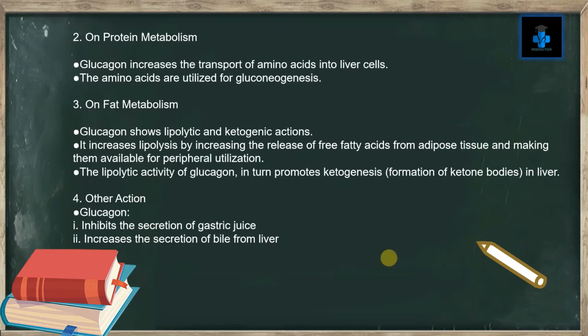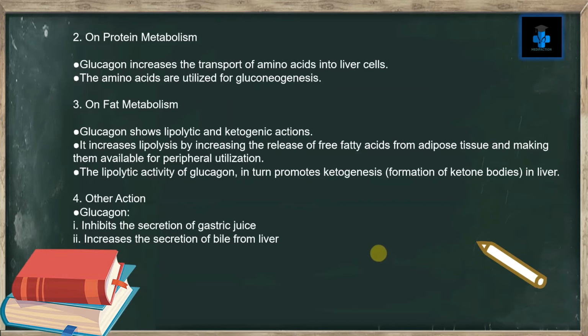3. On fat metabolism. Glucagon shows lipolytic and ketogenic actions. It increases lipolysis by increasing the release of free fatty acids from adipose tissue and making them available for peripheral utilization. The lipolytic activity of glucagon in turn promotes ketogenesis, that is, formation of ketone bodies in liver.